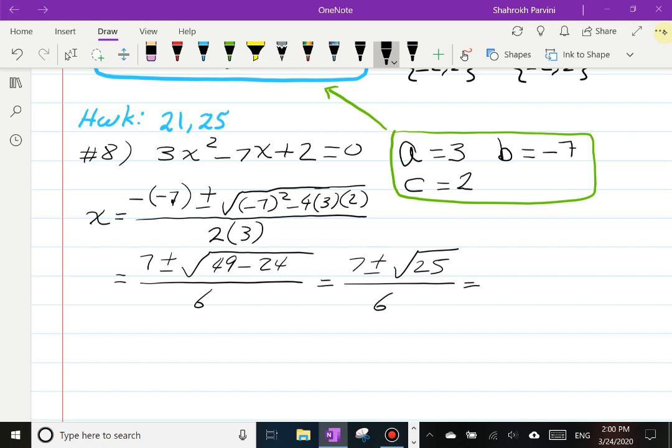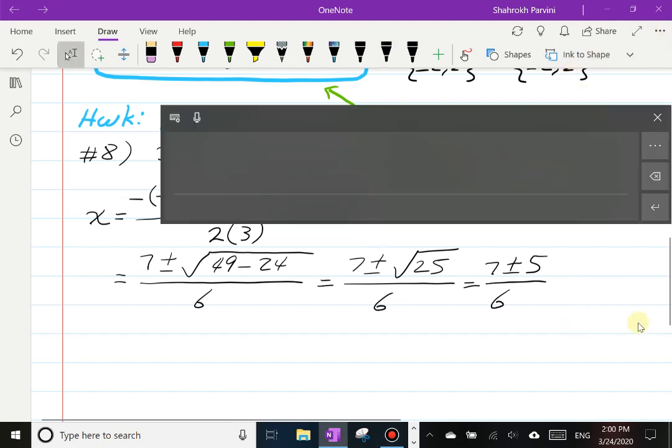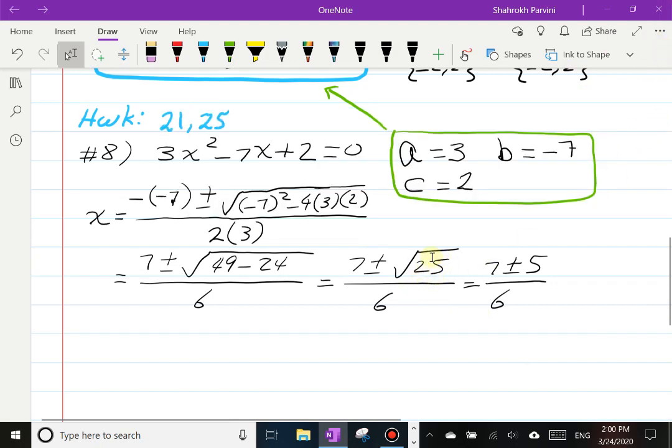And that's going to be 7 plus or minus. Square root of 25 is 5. Notice 25 is a perfect square. This number, remember, we call this a perfect square. That means the answer is going to be a number times itself. It's going to be a whole number. Perfect square. So the square root of that is 5.